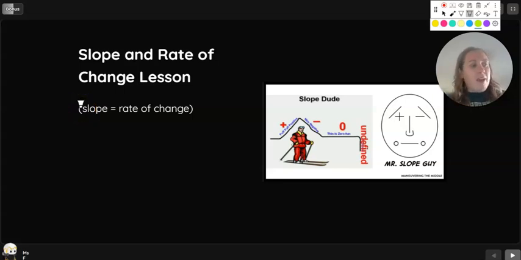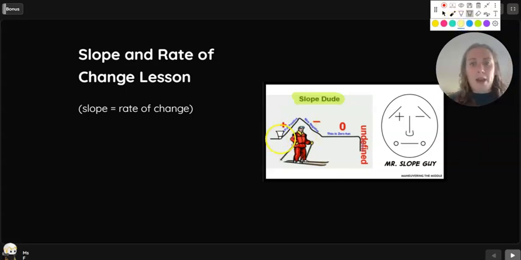For finding the slope, we're finding the rate of change. If something is not linear, then the slope changes. So we find certain rates of change between two specific points. You may recall this YouTube video of Slope Dude. Slope Dude goes over and teaches you the 4 different types of slope that we have.